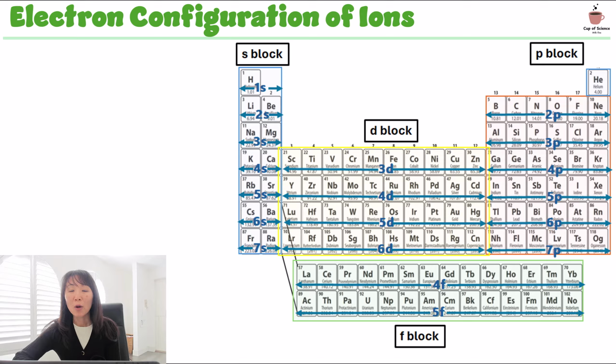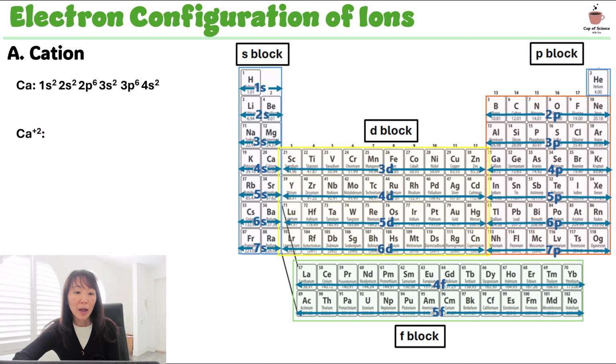Let's begin with a positively charged cation. Cations, remember, by definition, are elements that have a positive charge. You can also have a compound, but for simplicity's sake, we're going to deal with just one element. Say you have calcium. Calcium has an electron configuration of 1s2, 2s2, 2p6, 3s2, 3p6, and 4s2. That's for a neutral calcium atom.